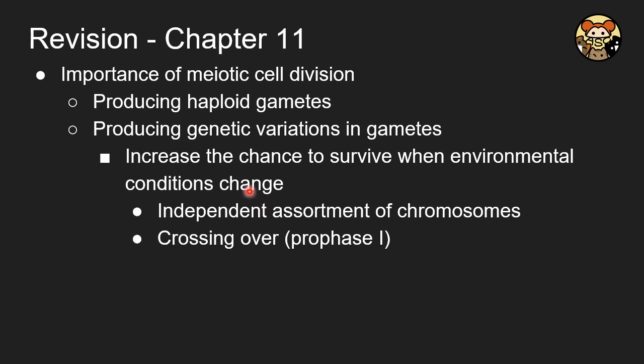And why the gamete variation can be introduced is because of these 2 terms. You have to bear in mind these 2 terms: independent assortment of chromosomes and also crossover happening in prophase 1. If you are not familiar with these 2 phases and you are just aiming for the exam, just recite these 2 terms. Otherwise, you can spend some time reading the books to understand it in greater detail.